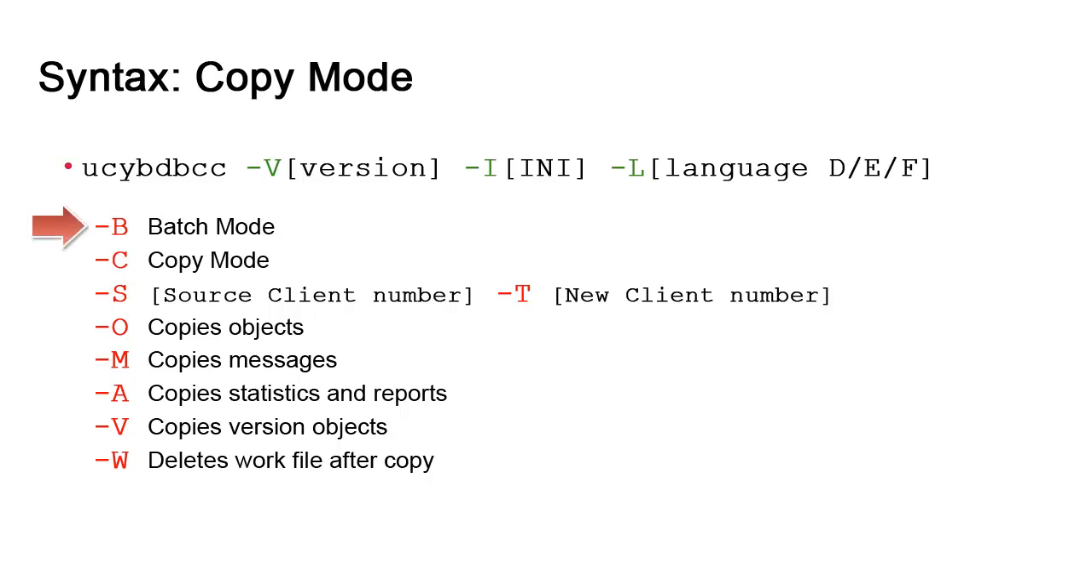Then we have options that are required and/or specific to the utility. -B is a constant for batch mode. -C indicates the copy mode, as opposed to delete. -S is the source client and -T is the target client number. -O copies the objects, -M copies the messages, -A copies the statistics and reports, and -V copies the version objects. -W removes the work table file. This is an XML file generated during the process, which client copy uses to import from. You can retain the file by omitting -W.